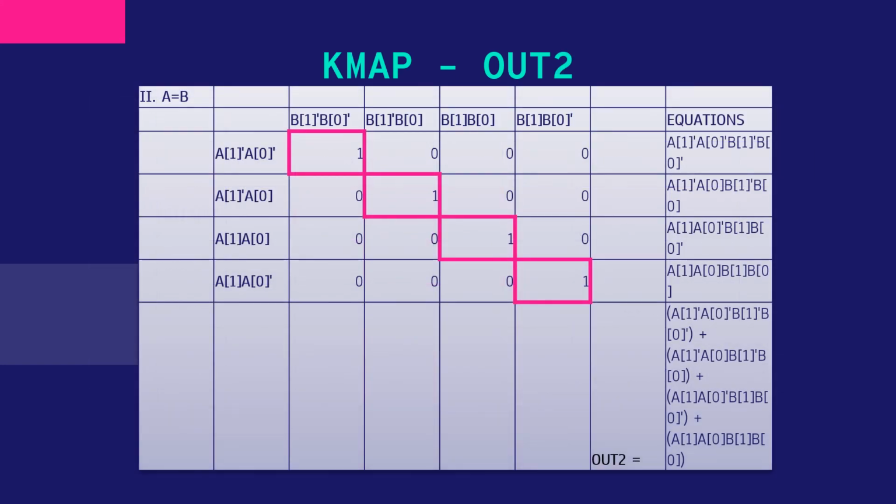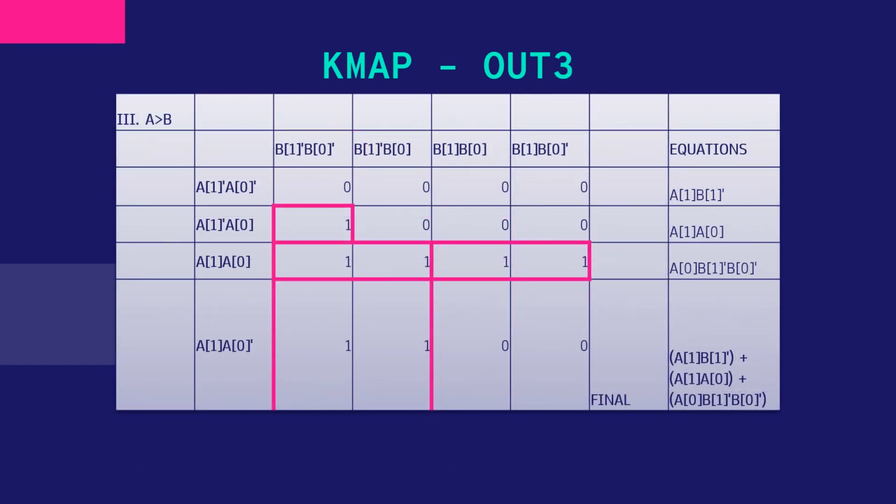This is K-map 2 for output 2. Again, here you will have 4 product terms that are added. Finally, for output 3, yet again you have 3 product terms that are finally added for your output 3.